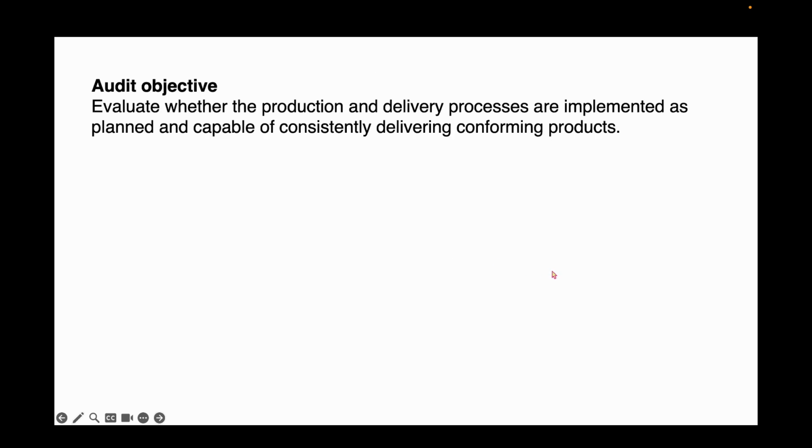So, let's go. Now, do you remember Alpha Pumps from the introduction to this module? Okay, let's go back to Alpha Pumps. And let's start with the audit objective. So, evaluate whether the production and delivery processes are implemented as planned and capable of consistently delivering conforming products. So, this sounds clear, but we cannot audit it directly, okay?